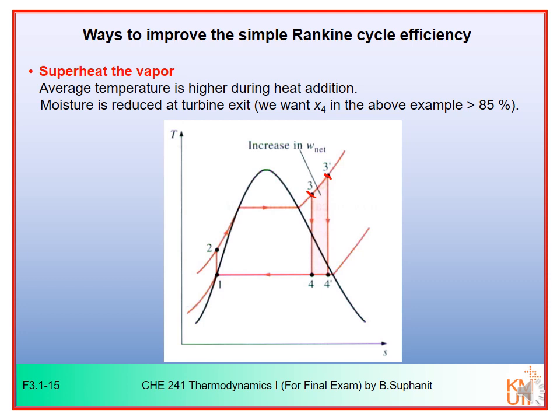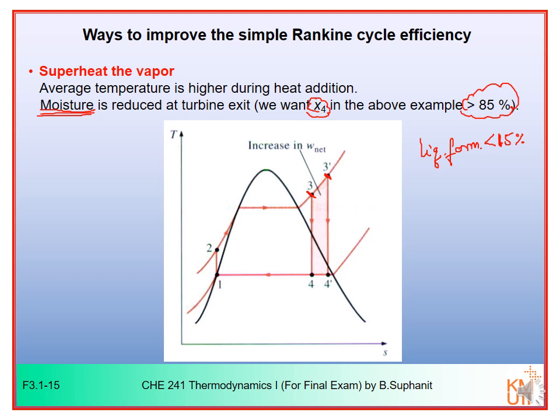And the benefit that you also get would be the reduction of the moisture content. The liquid formation at the turbine outlet will be decreased as well. The typical value, we want the vapor fraction to be greater than 85%, or the liquid formation would be less than 15%. This is the practical value that we normally require.